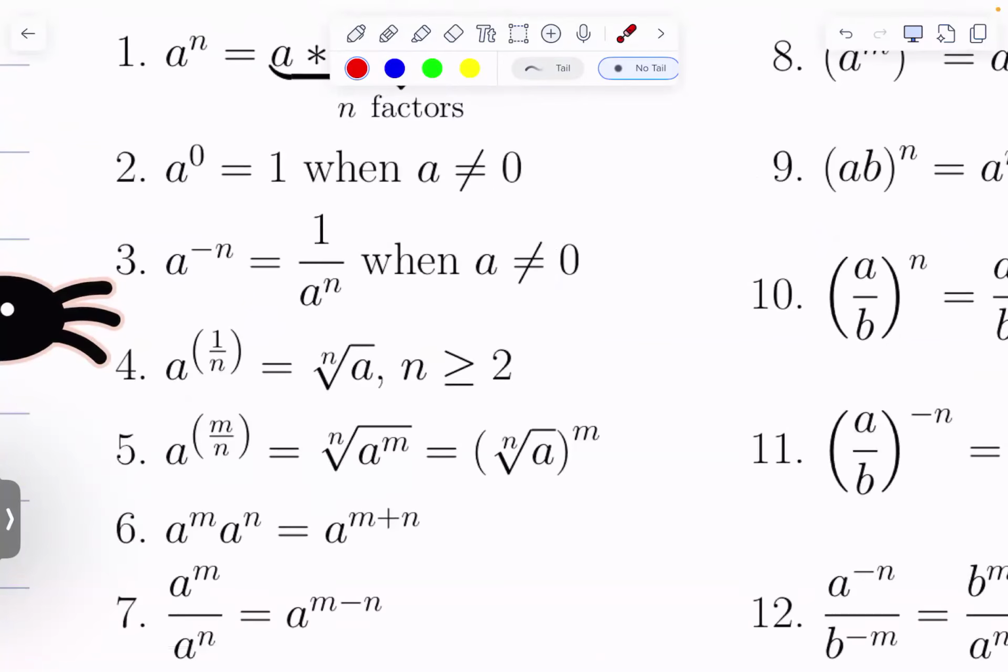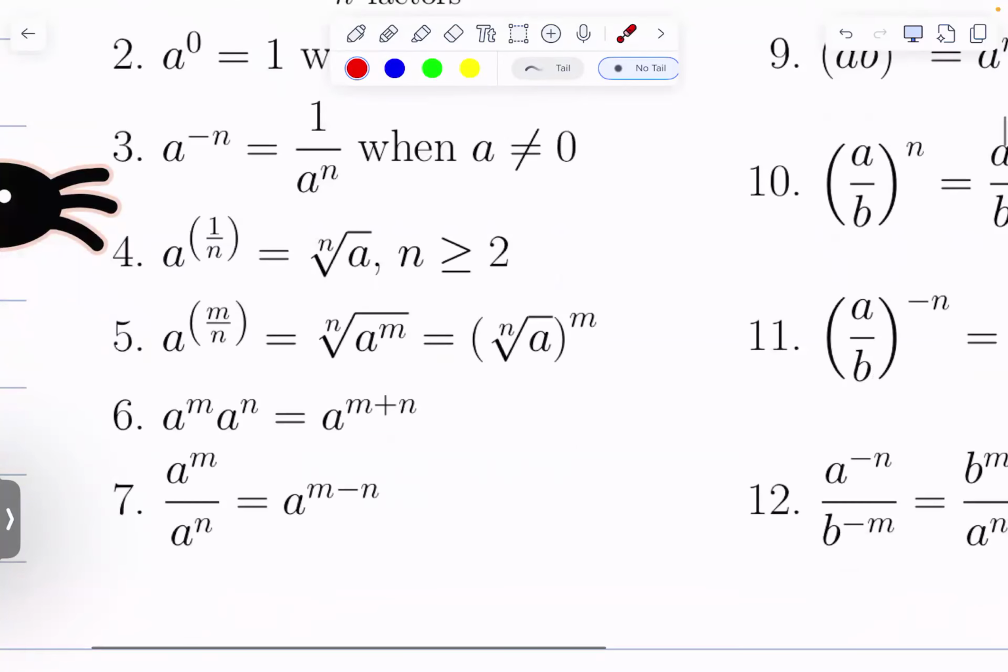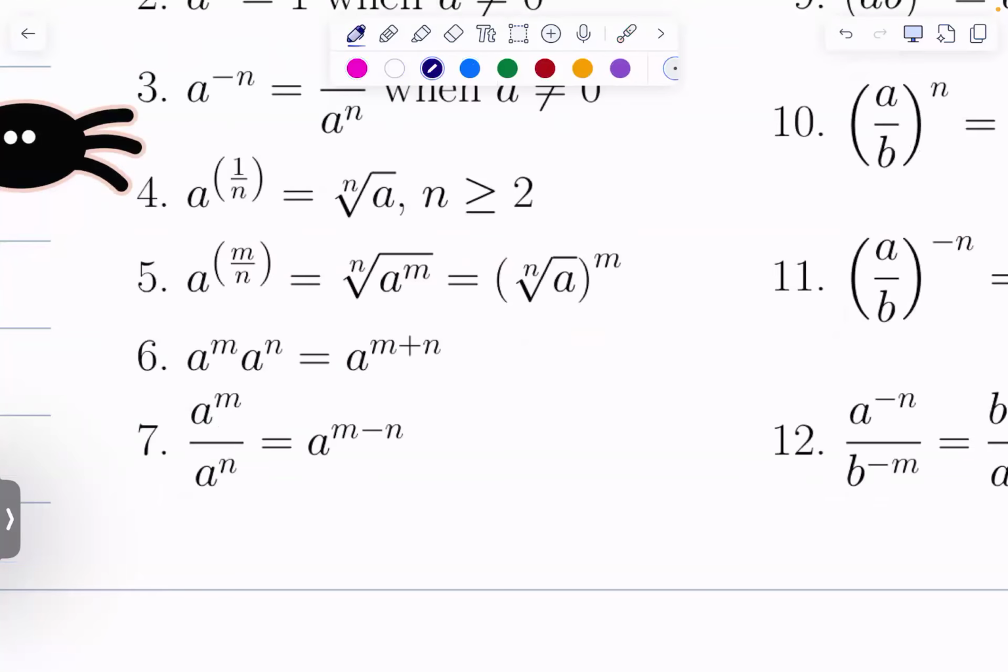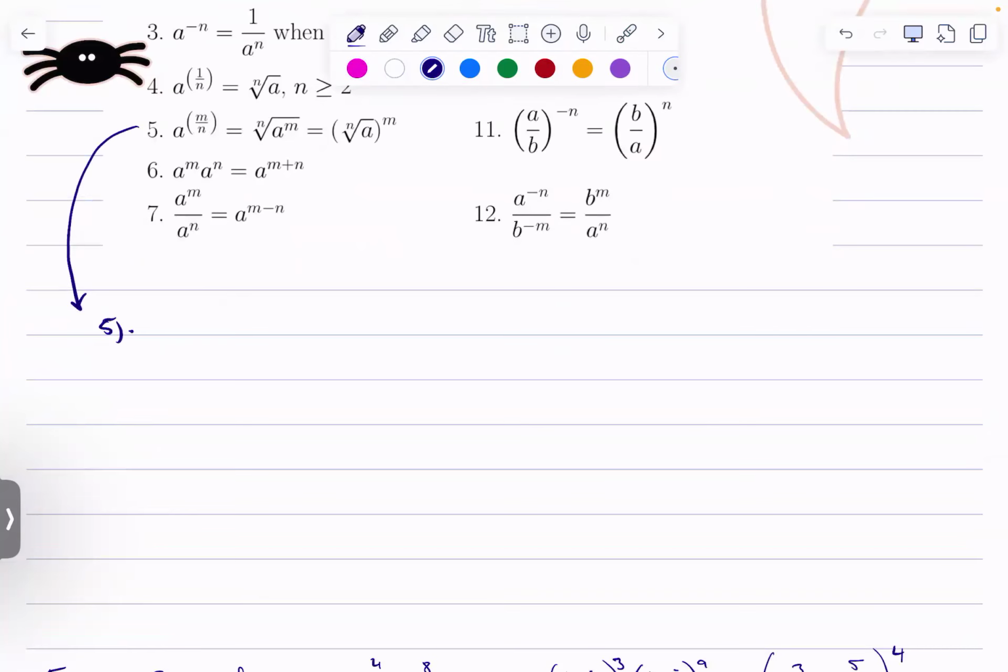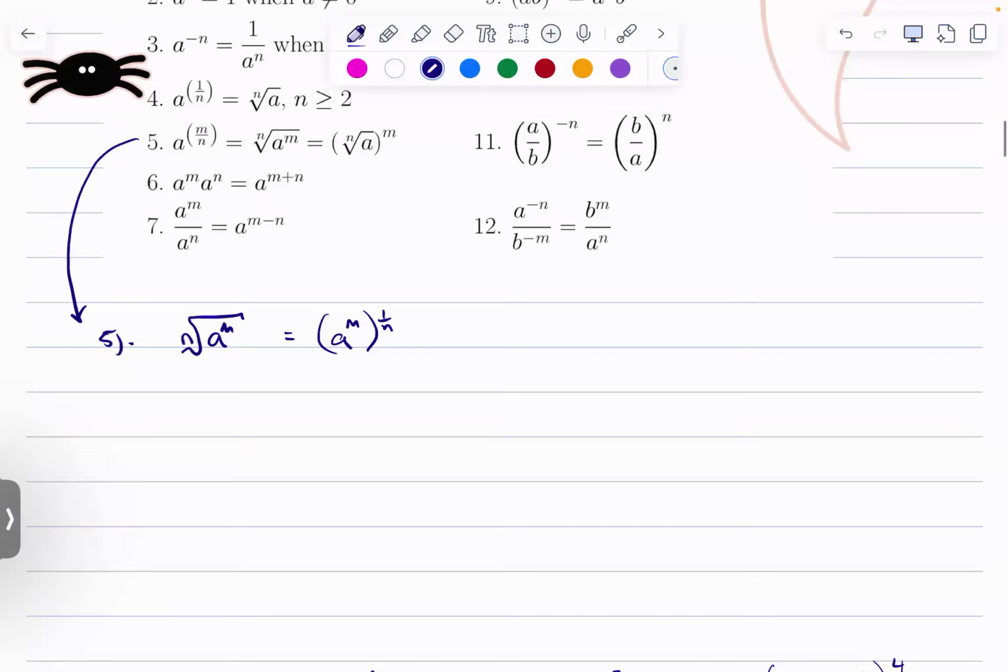We can combine, yeah, just the fourth property, right? The nth root and this power of m, and let me just go down here to clarify 5. If I have the nth root of a to the power of m, that's going to be the same as a to the power of m to the 1 over n.